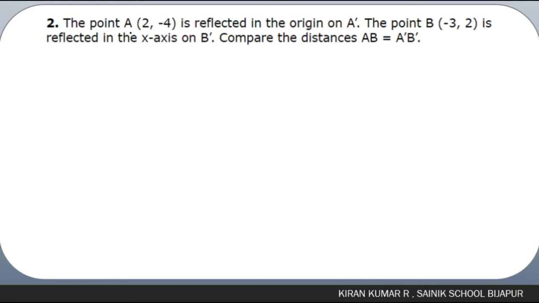The point A (2, -4) is reflected in the origin to A dash. The point B (-3, 2) is reflected in the x-axis to B dash. Compare the distances AB and A dash B dash.